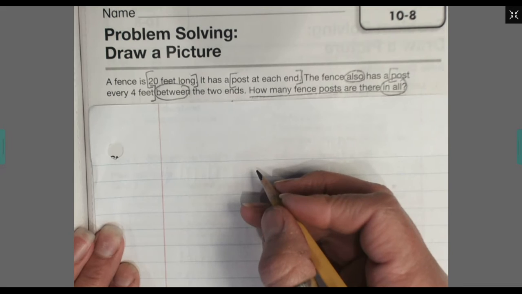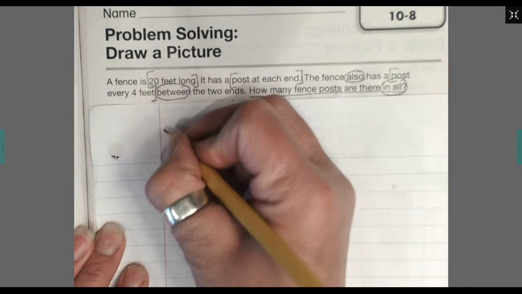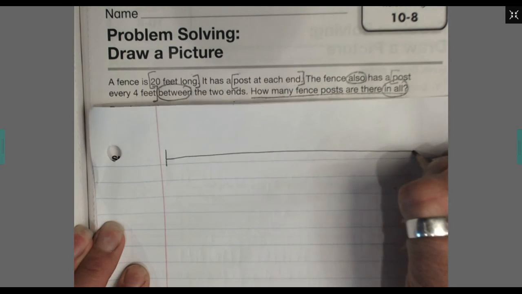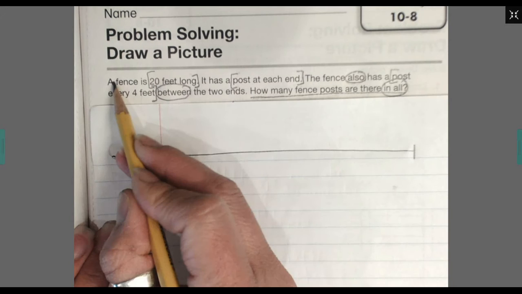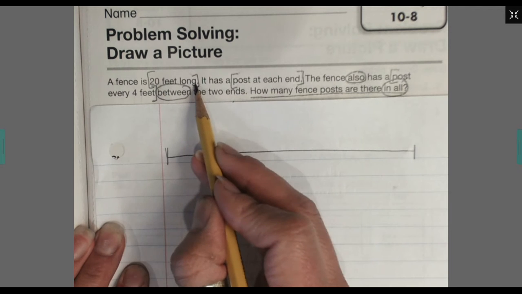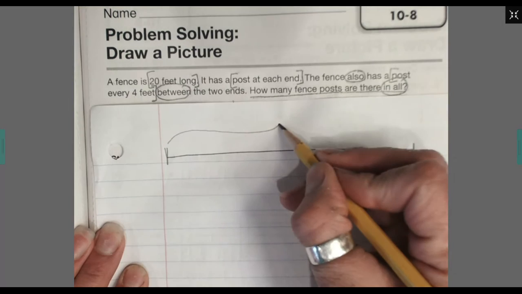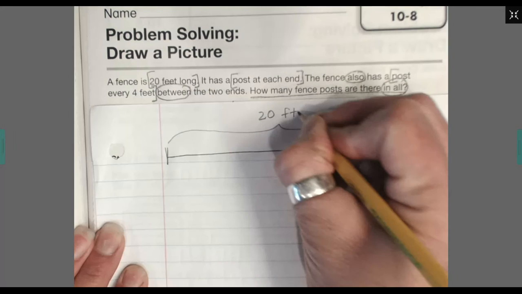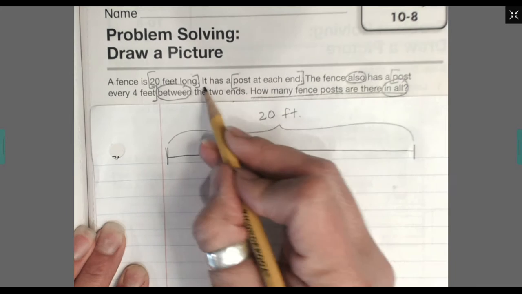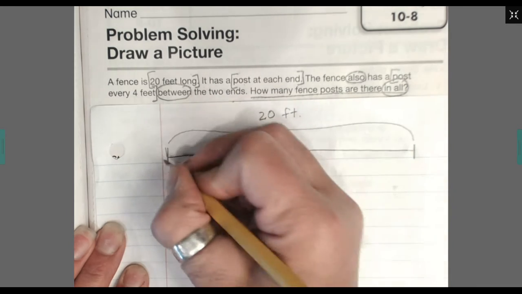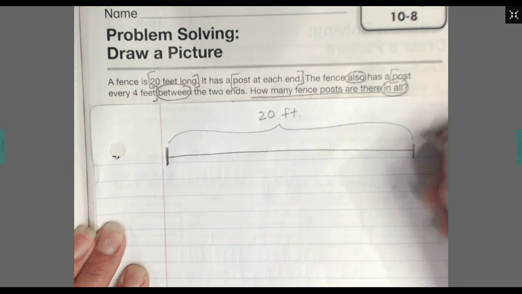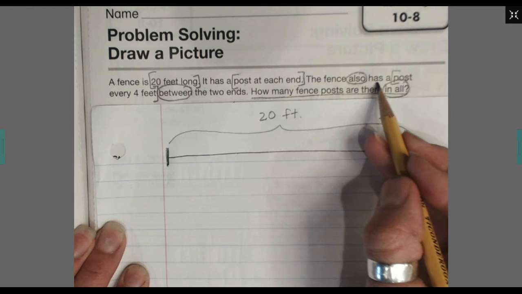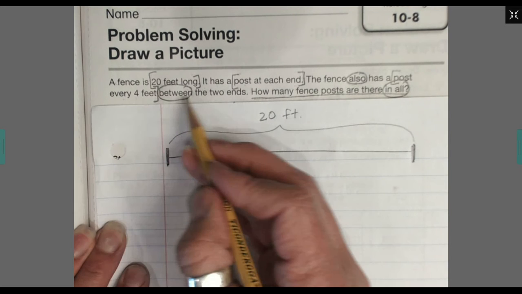So now we're going to draw a picture of what this looks like. Here is our fence. And we know that it is a total of 20 feet long. So the total length of this fence is 20 feet. We also know it has a post at each end. So here's my one post, and here's my second post. The fence also has a post every 4 feet between the two ends.